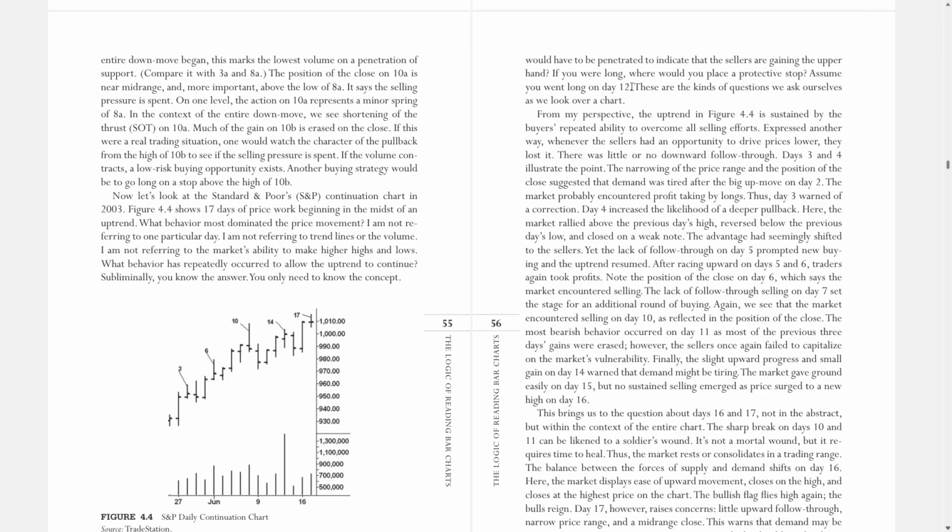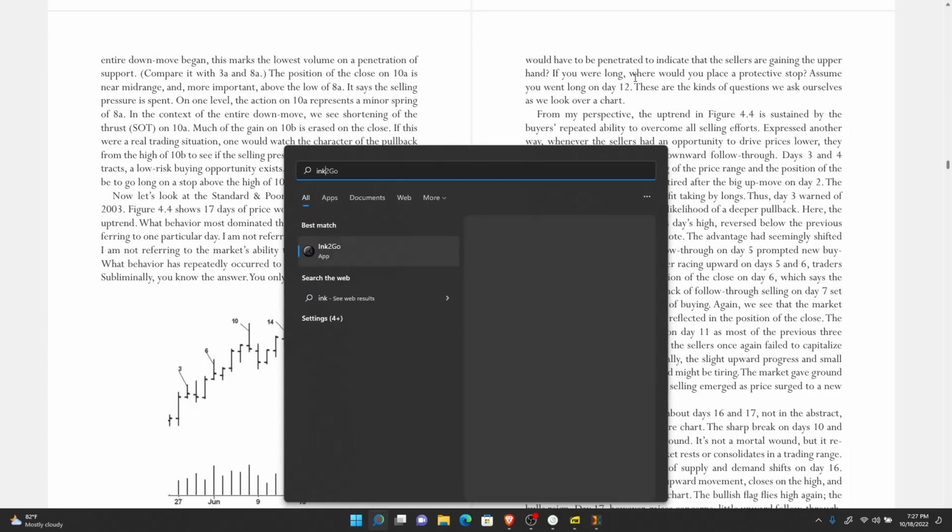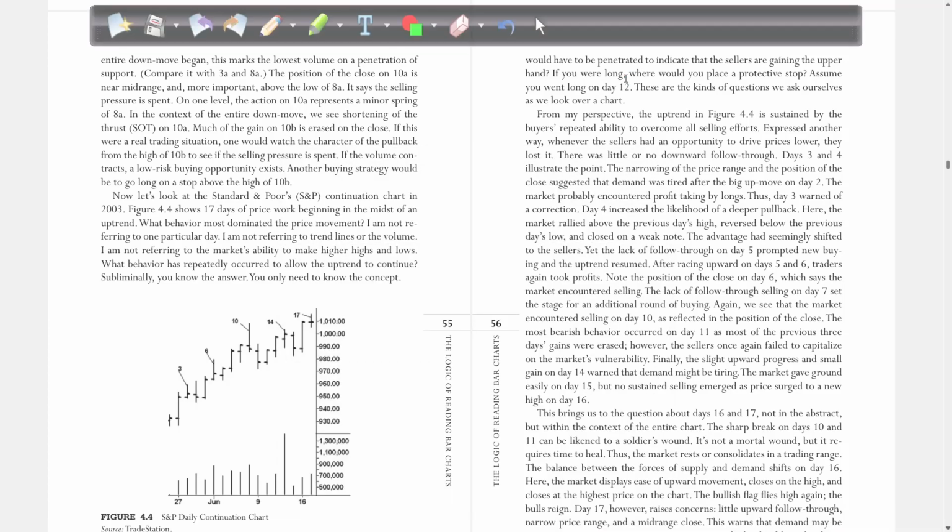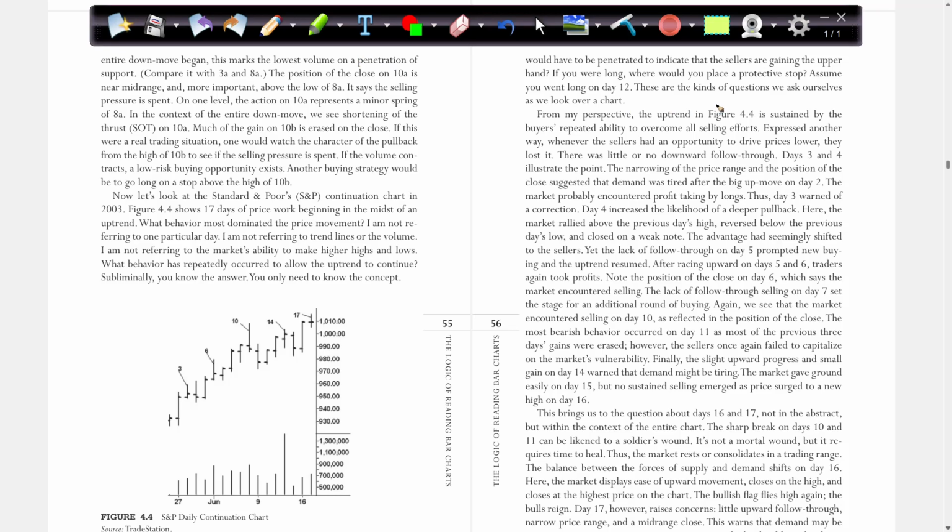If you were long, where would you place a protective stop? Assume you went long on day 12. These are the kinds of questions we ask ourselves as we look over a chart.